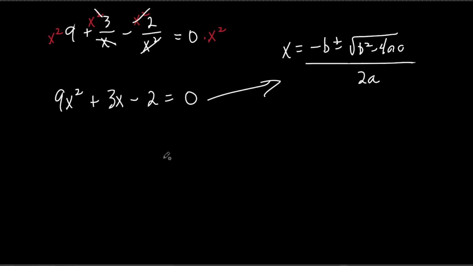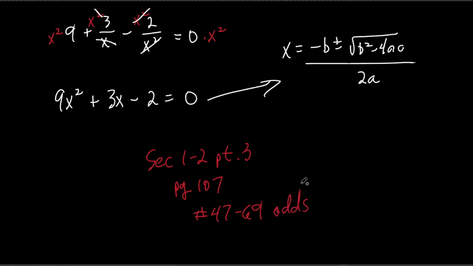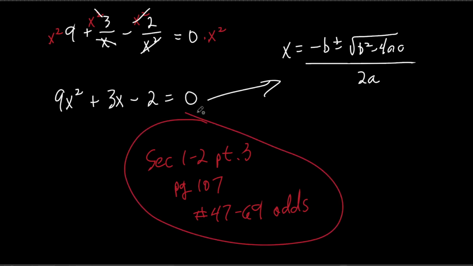All right, last homework. Everybody going to do your last homework? So this is part 3. Section 1-2, part 3. It's page 107. And I'm just giving you the odds again. So no evens on this one. So it's 47 to 69, the odds. Write that down. It's the same exact thing as I have in the lesson plans that I gave you. There you go.